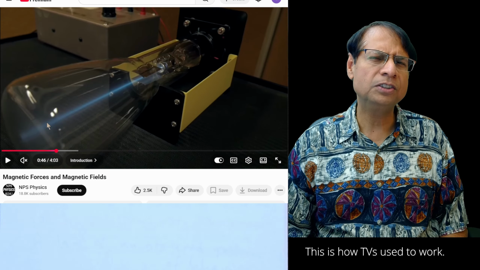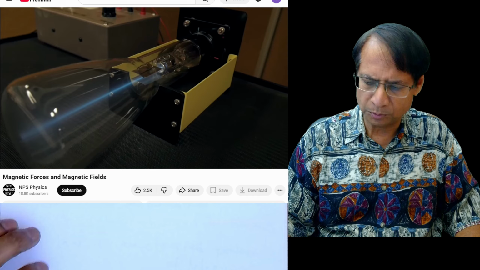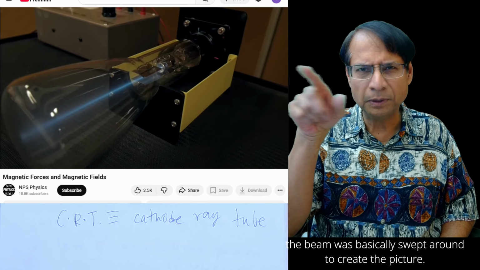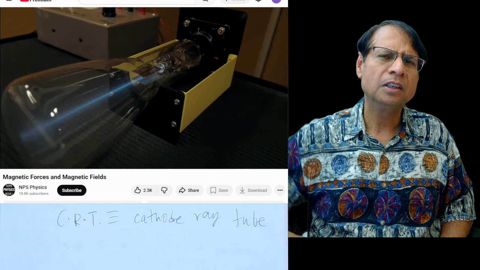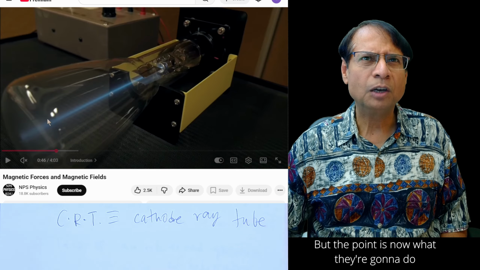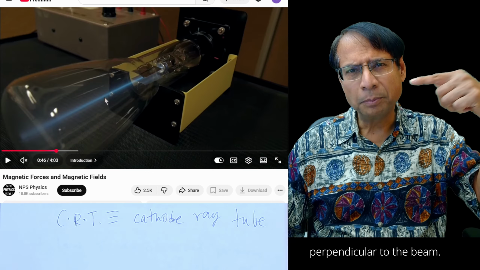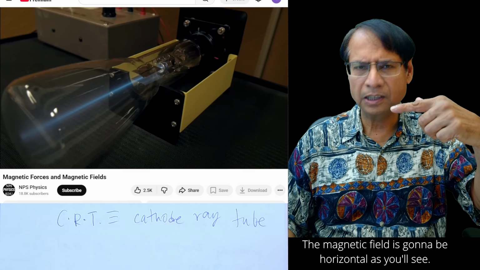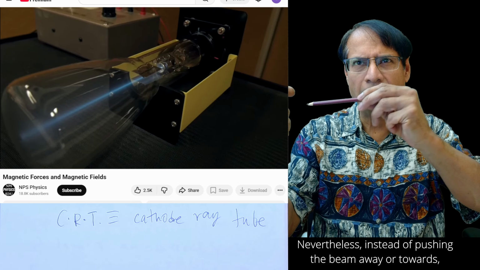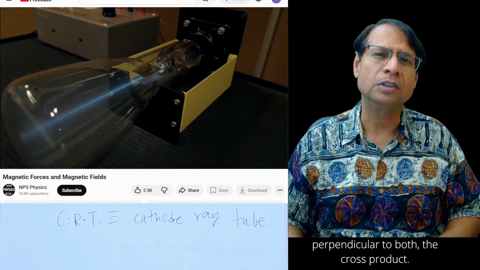This is how TVs used to work. It's called a CRT TV, cathode ray tube. So that's how these things work. And in the case of the TV, the beam was basically swept around to create the picture. We actually own such a TV in our home even now. But the point is, in this demonstration they're going to poke a magnet perpendicular to the beam. The magnetic field is going to be horizontal, as you'll see. Nevertheless, instead of pushing the beam away or toward, the beam gets deflected downward, perpendicular to both, the cross product.